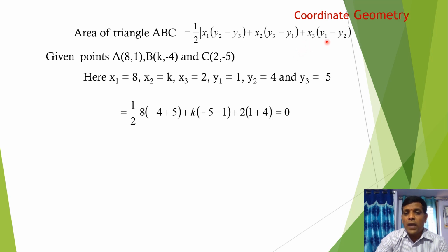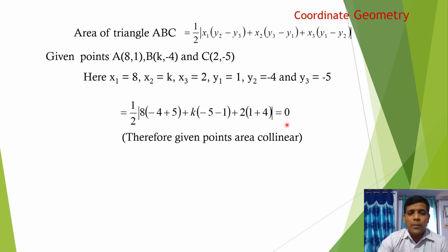Plus x3 into (y1 minus y2). What is the value of x3? 2 into (y1 minus y2). y1 is 1 and y2 is minus 4, so 1 minus of minus 4 is plus 4. Are you clear? y1 is equal to 1 and y2 is equal to minus 4, and 1 minus of minus 4 is plus 4. Since the given points are collinear, the area is kept 0. Next, simplification.